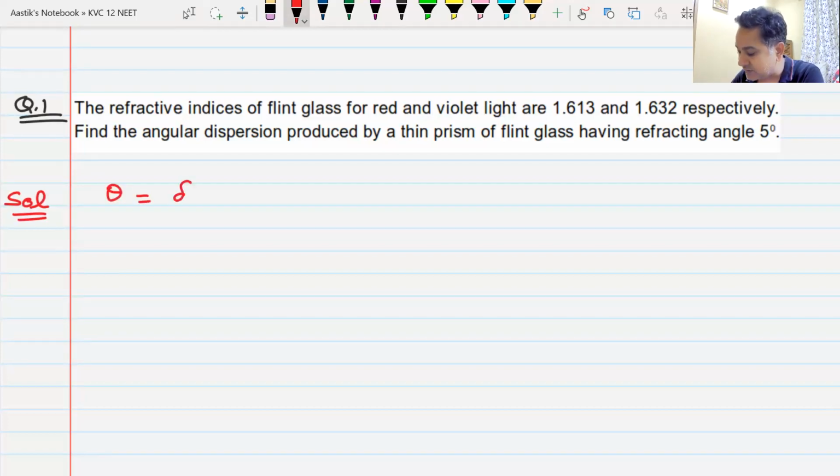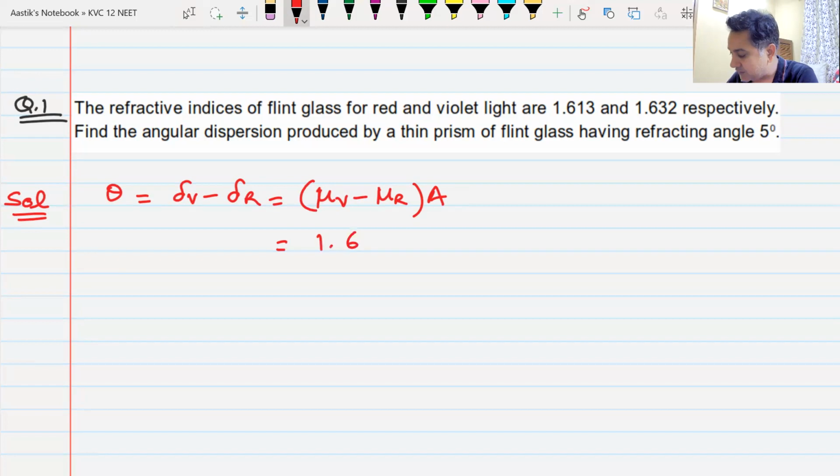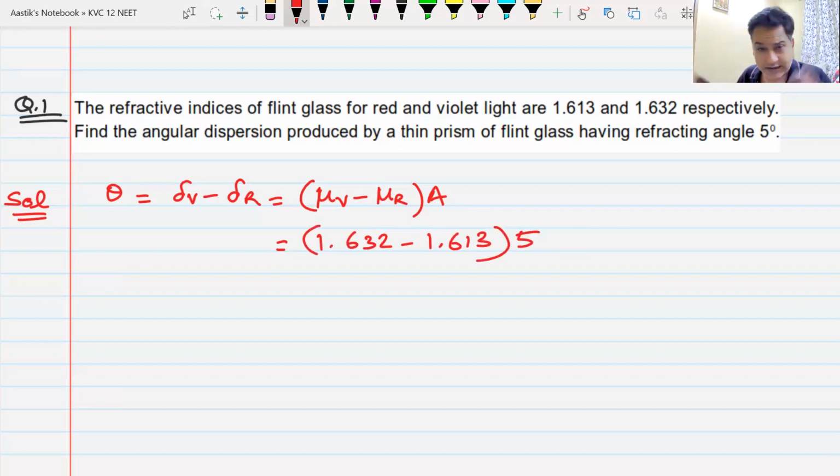This angular dispersion is the angle between the violet deviation and the red color deviation. So I can write it as (mu v minus mu r) times A. You just put the value of mu v, 1.632, minus mu r, 1.613, and you multiply it by 5. And you land up with your answer. Do we understand this, everyone? Yes, sir. Okay.